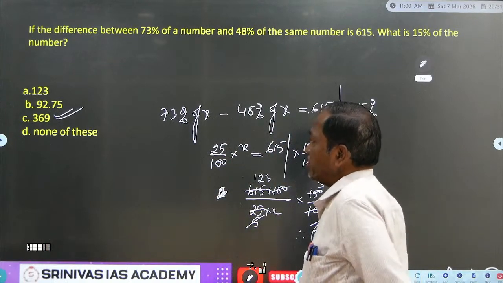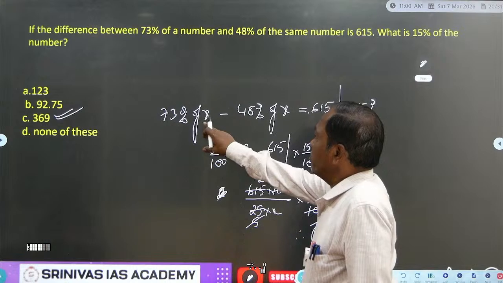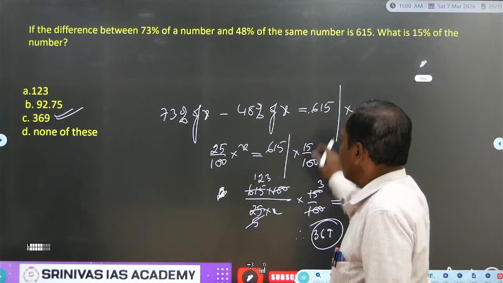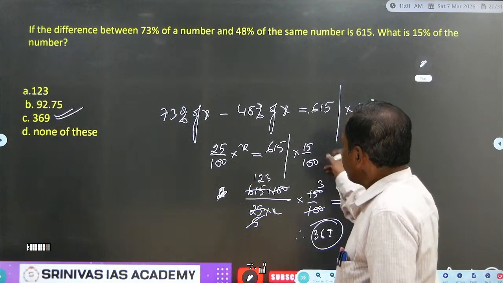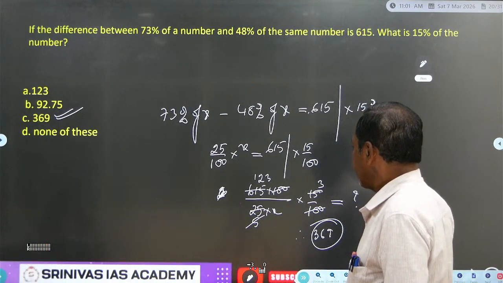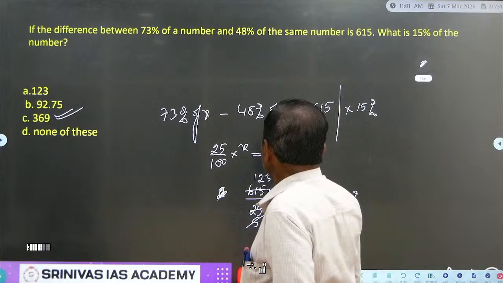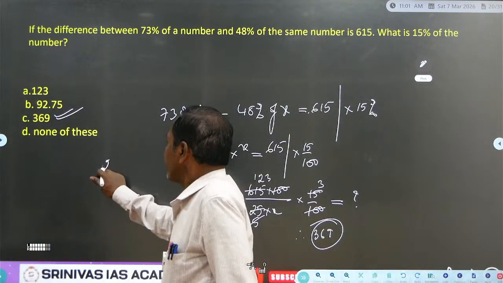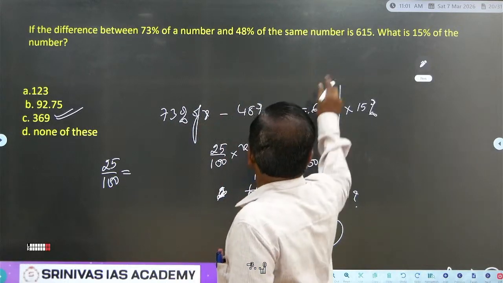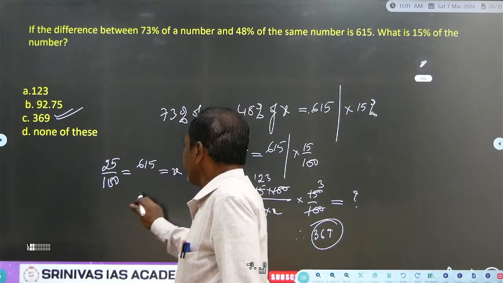How do you get the answer? See, the difference between 73% and 48% is 25% of x, which is 615. For that, 15% of that is what? So let me check that also. 25% equals what in the question? 615 is given. Then you will get the x value.